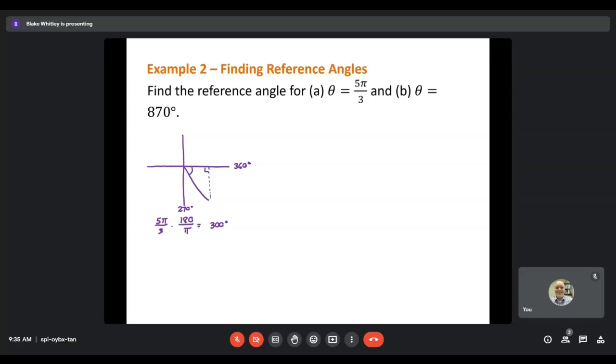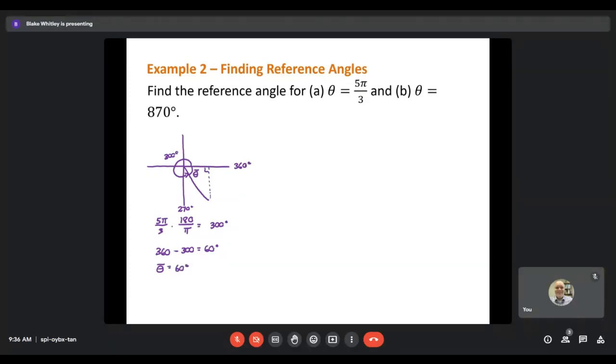Well, to figure out what that angle is, I know I'm going around 300 degrees to get to that terminal side. And so if I'm looking for my reference angle, theta bar, inside here, all I'm going to do is take the entire revolution of 360. I'm going to subtract that 300 degrees. And so I know there should be 60 degrees left over. So in this case, theta bar, or my reference angle, is 60 degrees.